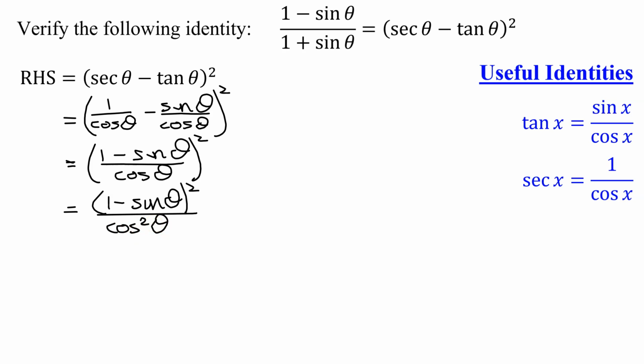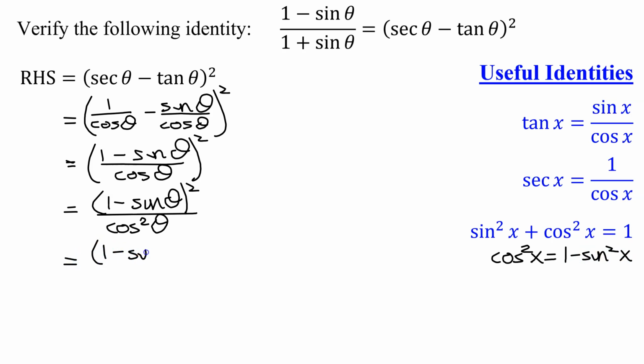Well, hopefully you remember the most important Pythagorean identity, which says sine squared x plus cosine squared x equals 1. So cosine squared x is going to equal 1 minus sine squared x. So over here, I'm going to leave my numerator alone, (1 minus sine theta) all squared, divided by, instead of cosine squared theta, 1 minus sine squared theta. So this is looking very promising.